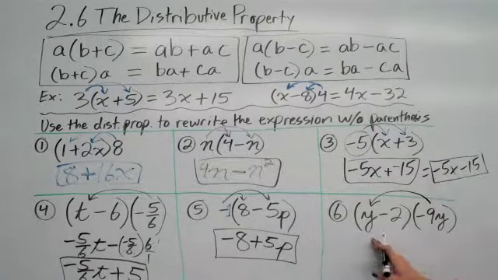And then my second rainbow, I have a -2 times a -9y. What's a negative times a negative? Positive. And 2 times 9 is 18 times y. So I have -9y squared plus 18y.